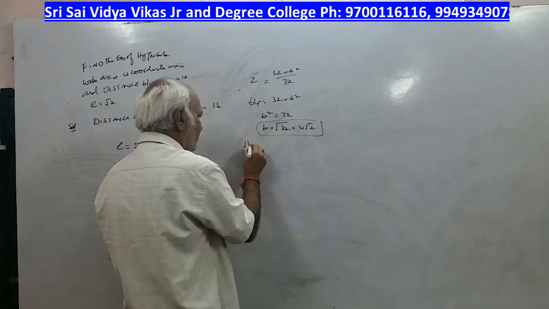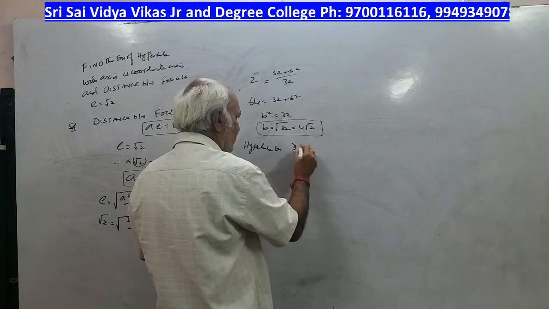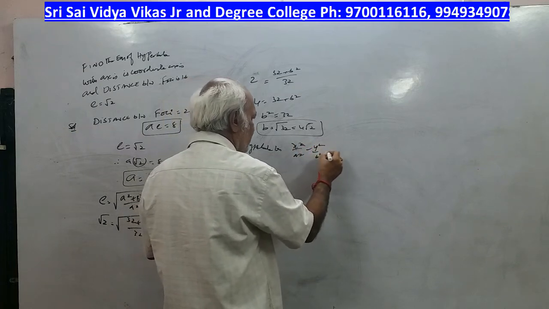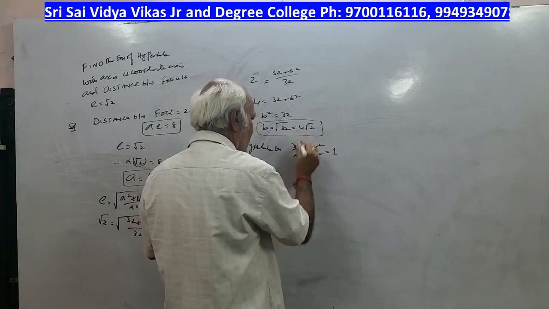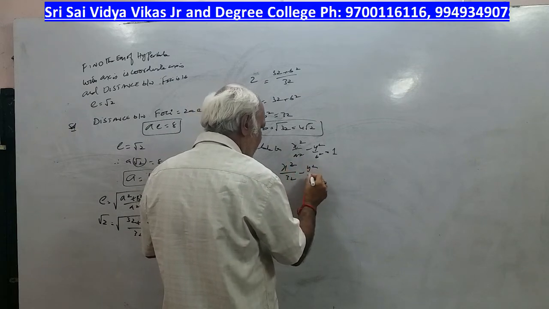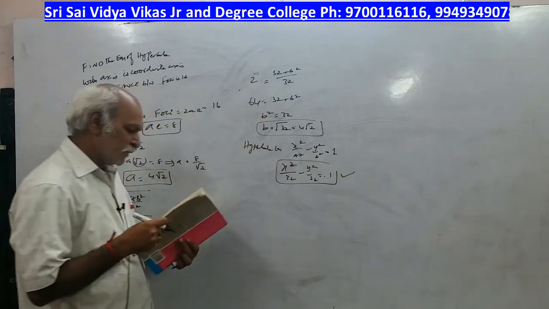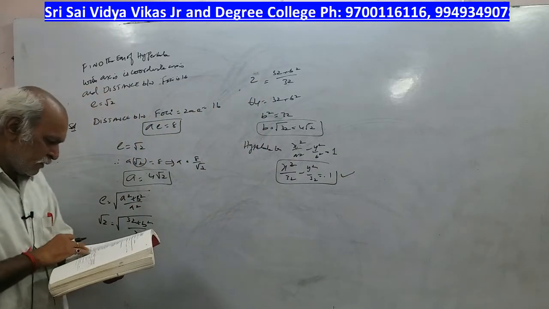So what is the hyperbola equation? x square by a square minus y square by b square is equal to 1. So x square by a square means 32, y square by b square means 32, is equal to 1. So here formula applications are. Please note this.